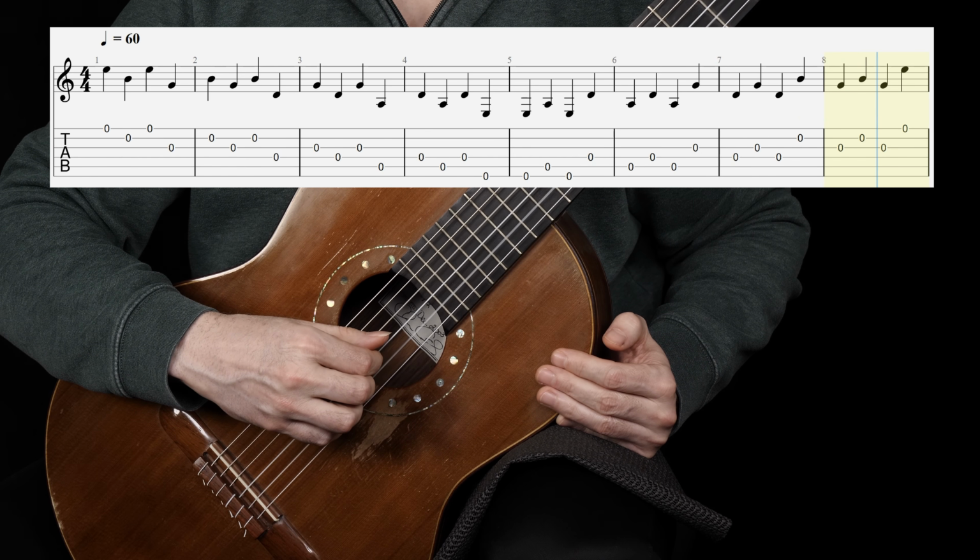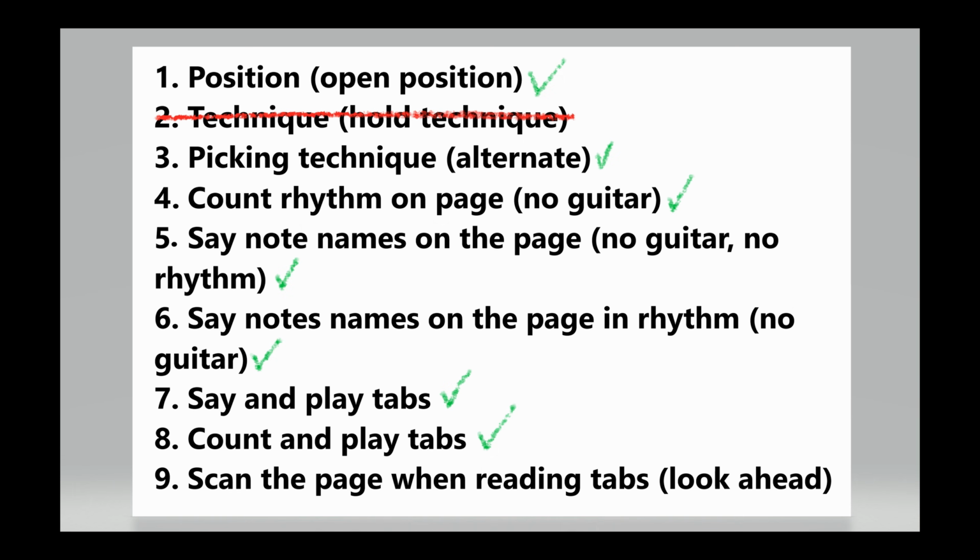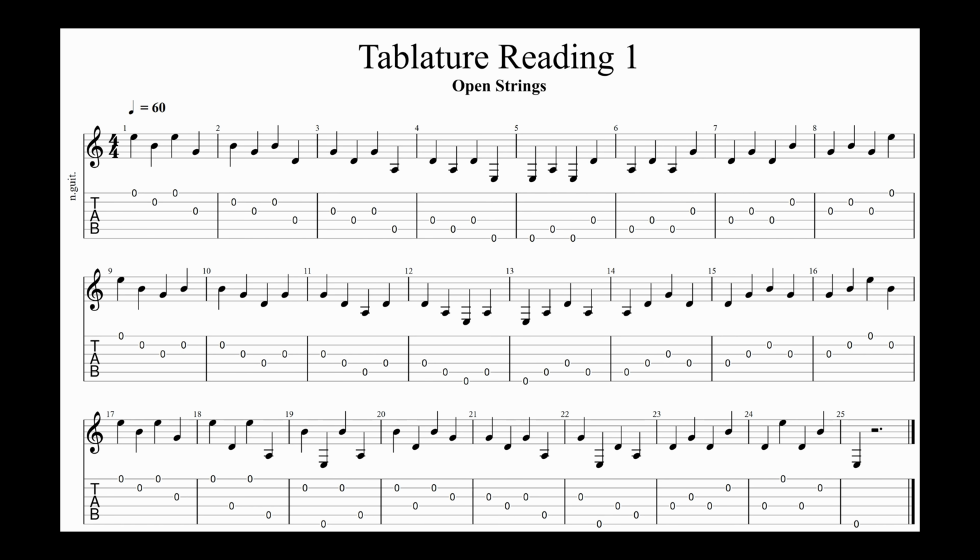Point number 9, and that's teaching your eyes to look ahead. You're learning to scan the page as you read these tabs. Expert sight readers can see several measures ahead of what they're playing. Now, I know you're not a sight reader, but the same process works for reading tabs.